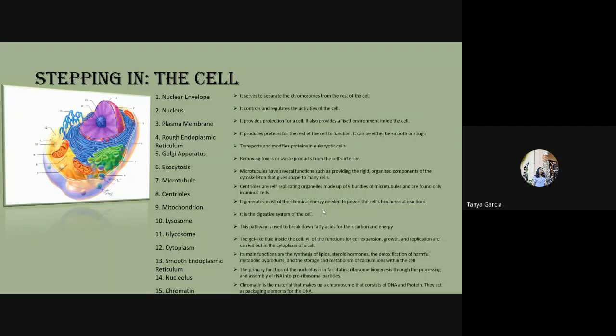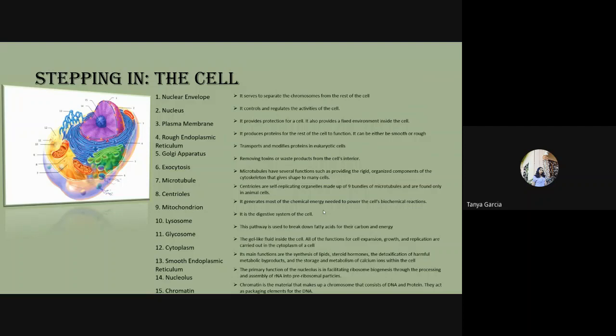Plasma membrane: it provides protection for a cell. It also provides a fixed environment inside the cell. Endoplasmic reticulum: it provides proteins for the rest of the cell to function. It can be either smooth or rough. Golgi apparatus transports and modifies proteins in eukaryotic cells.